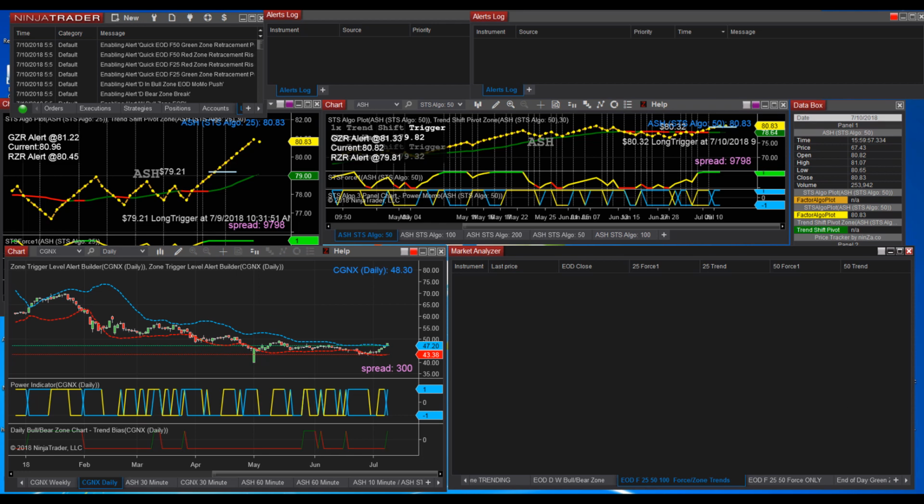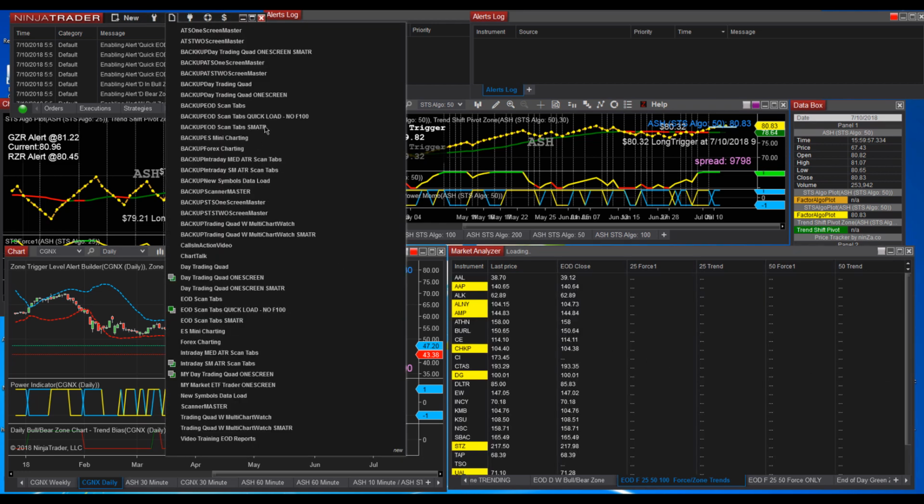Now I want you to notice I dropped the menu down. We've got an end of day scan tab, and we've got an end of day scan tab SMATR, smaller ATRs. It doesn't have the 50 in it, it has 10s and 25s. So if you're trading lower price stocks, you can go over there and scan, and you're not wasting time waiting on these calculations to run on these 50 series because you don't need it. It doesn't really apply to those lower price stocks.